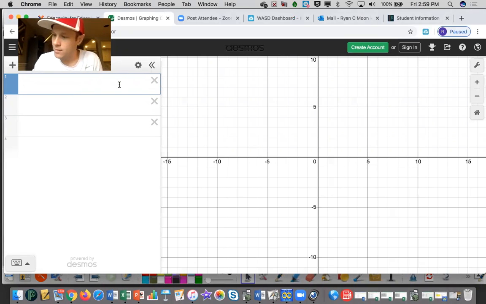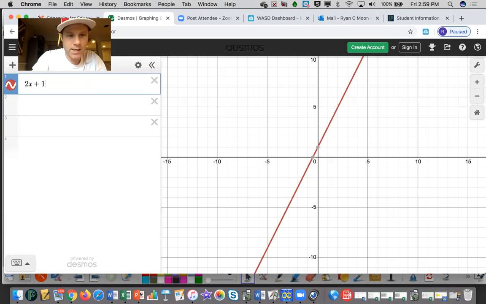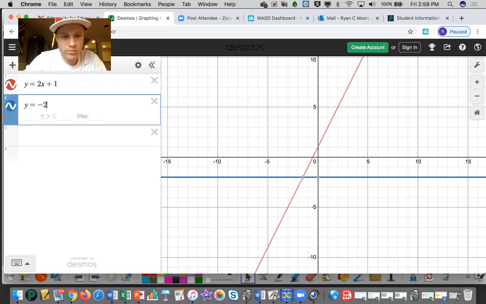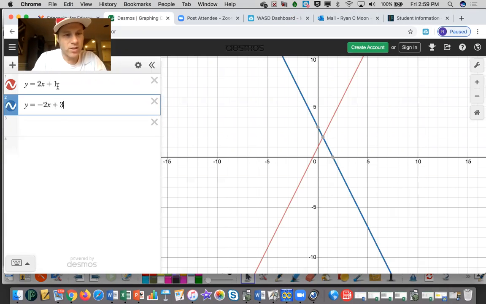I have y equals 2x plus 1, and I can type that whole thing in there. And the other one is y equals -2x plus 3. The nice thing about this situation is both lines are already in slope-intercept form. Now, it's going to have some random points on here, but you want to come over to your line and click at the intersection point, and it will actually tell you the solution.